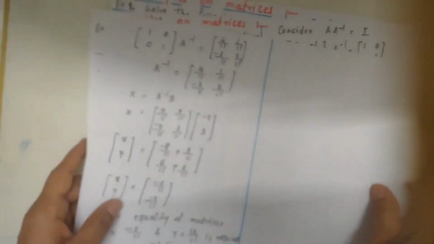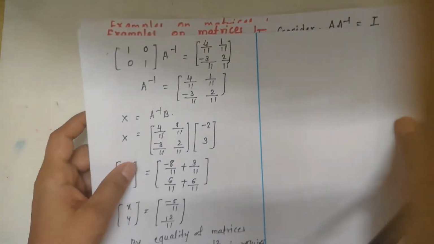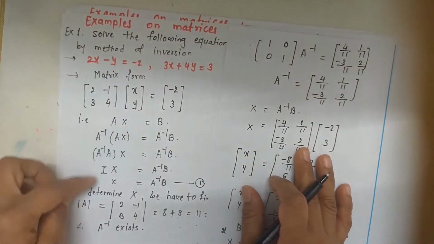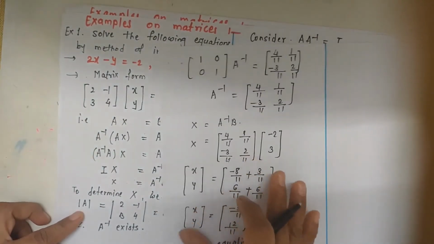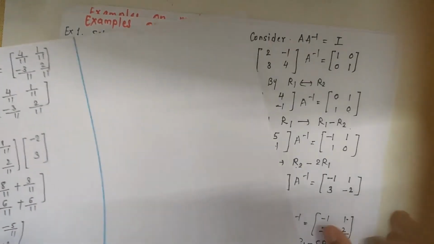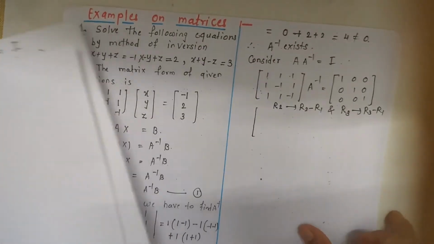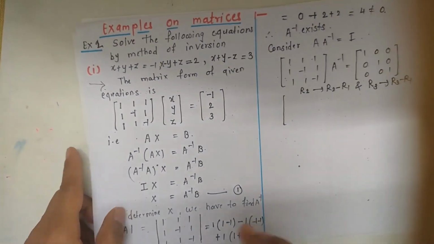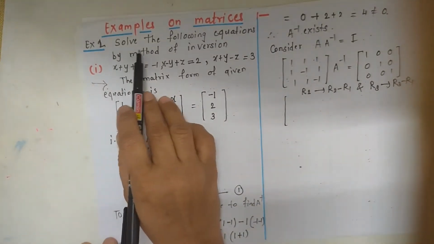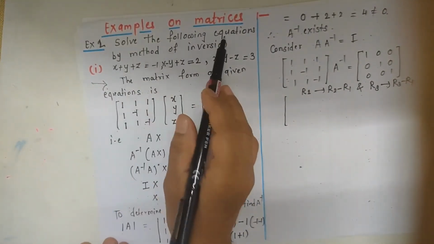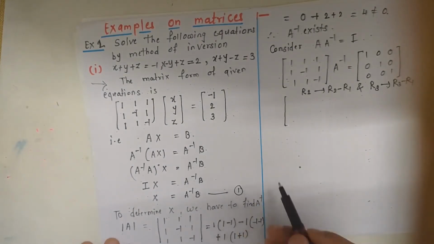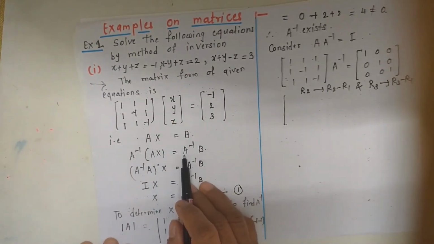So students, in this way we can solve the given examples by using the transformation method. Now this is the example for a 2 by 2 matrix. Now let's solve the second example for a 3 by 3 matrix. So let's see the second example. Solve the following equations by the method of inversion. We can apply the same method on this example.